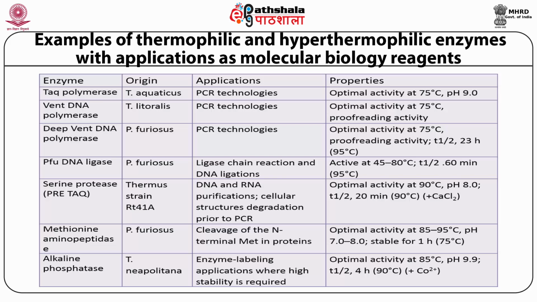And there is another kind of enzyme, alkaline phosphatase, which is again used in the molecular biology techniques, in the processes where the enzymes are labeled. So the phosphate at the 5' end is removed by using this enzyme, and this enzyme can also work at a temperature of 85 degrees Celsius at a pH of 9.9. It shows a half-life of 4 hours at 90 degrees Celsius.